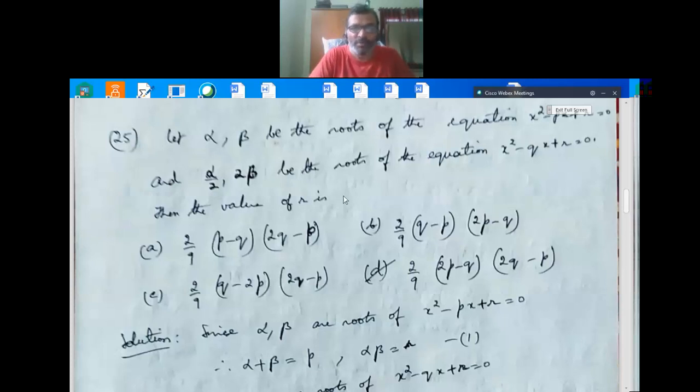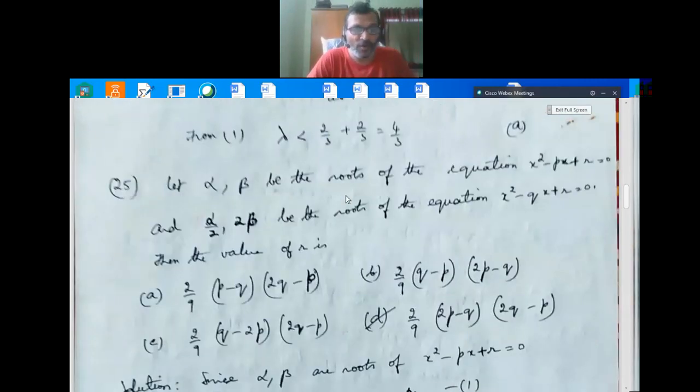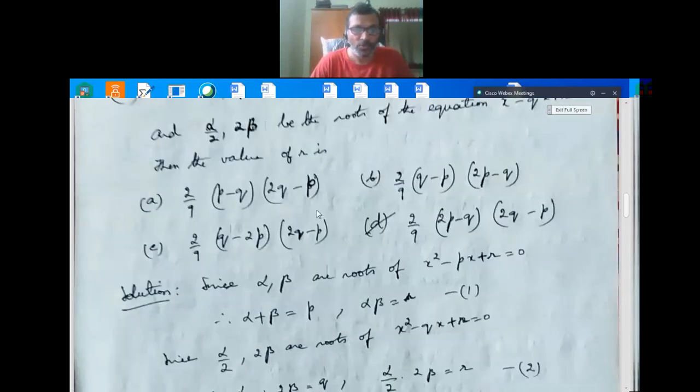Let alpha, beta be the roots of the equation x² − px + r = 0, and alpha/2, 2beta be the roots of the equation x² − qx + r = 0. Then the value of r is: first option, 2/9 (p − q)(2q − p). Second option, 2/9 (q/p)(2p − q). Third option, 2/9 (q − 2p)(2q − p). Fourth option, 2/9 (2p − q)(2q − p).